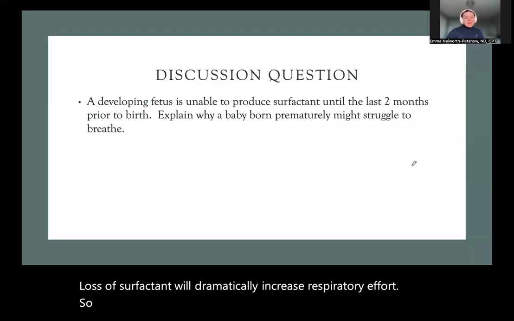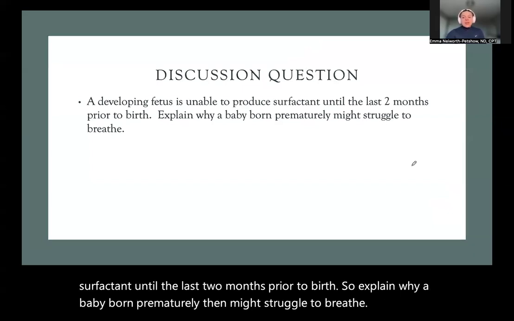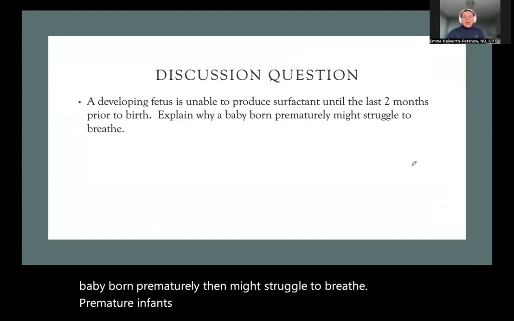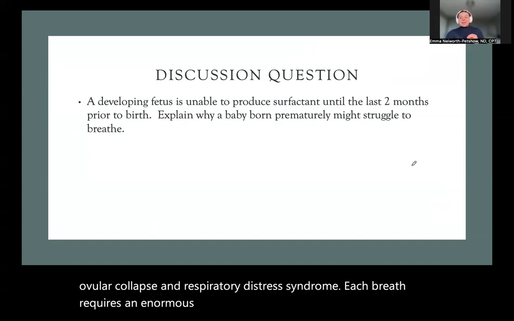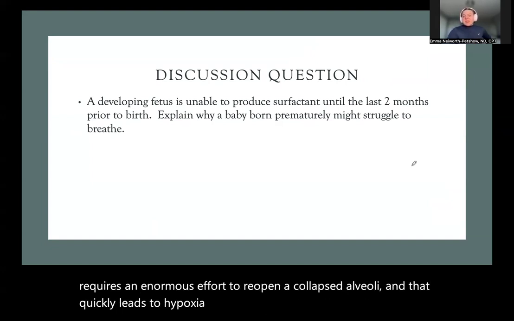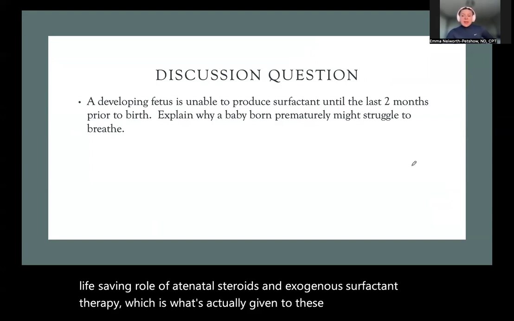So, with that in mind, a developing fetus is unable to produce surfactant until the last 2 months prior to birth. So, explain why a baby born prematurely then might struggle to breathe. Well, premature infants lack sufficient surfactant, and that can lead to alveolar collapse and respiratory distress syndrome. Each breath requires an enormous effort to reopen collapsed alveoli, and that quickly leads to hypoxia and fatigue. This physiology explains the life-saving role of antenatal steroids and exogenous surfactant therapy, which is what's actually given to these preemie infants to prevent this collapse from occurring.